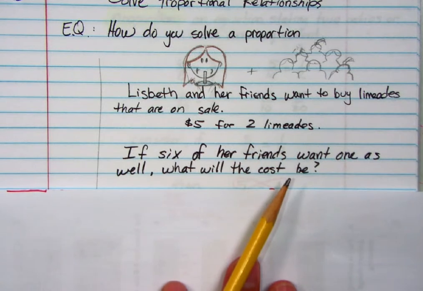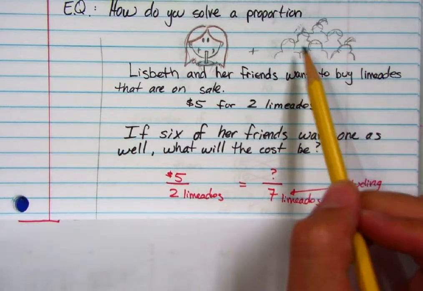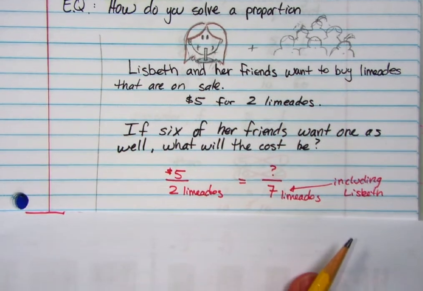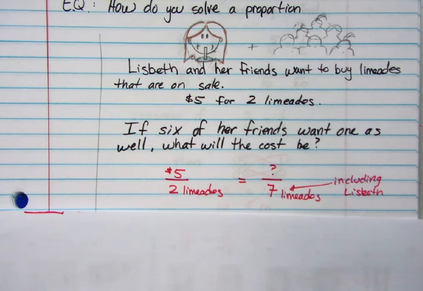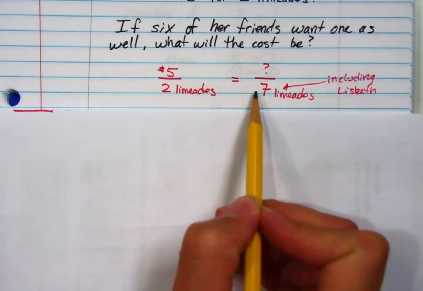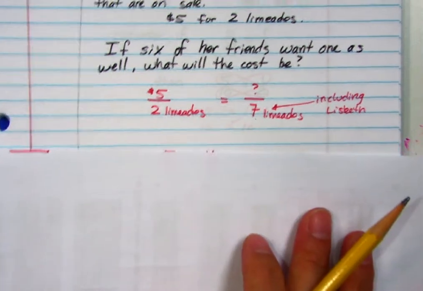So we want to see what's happening here. Well, let's figure this out. It's actually going to be a total of 7 limeades. I've got 6 of her friends plus Elizabeth, so a total of 7. So here's how we set this up with proportions. We have $5 for 2 limeades is equal to how much for 7 limeades? This is including Elizabeth, so that's why it's 7, not 6.